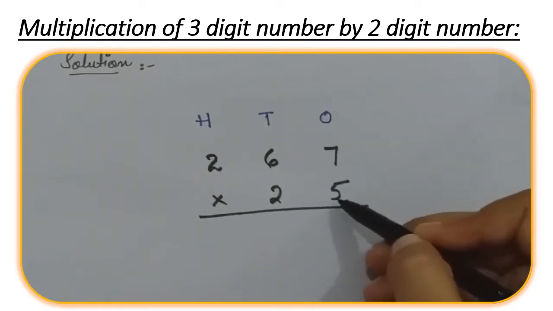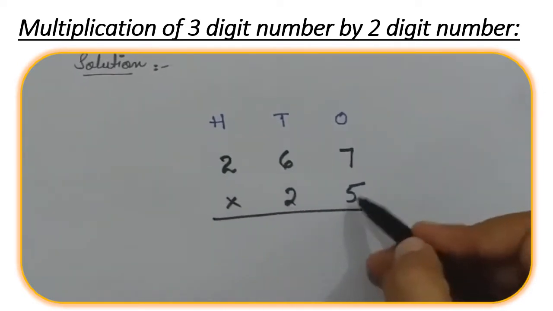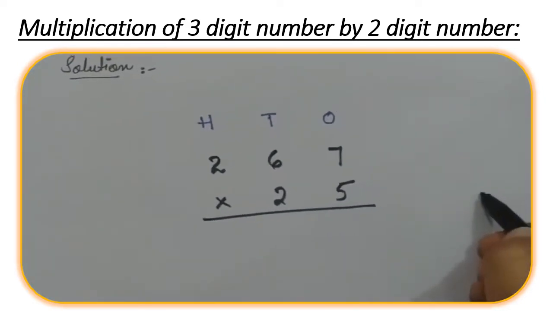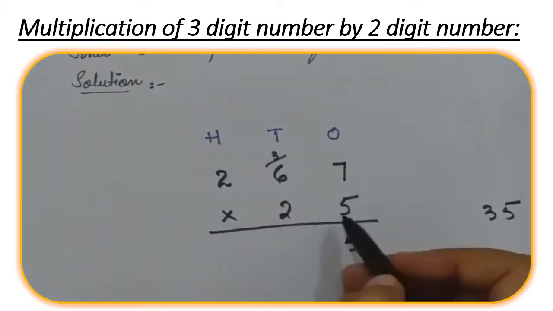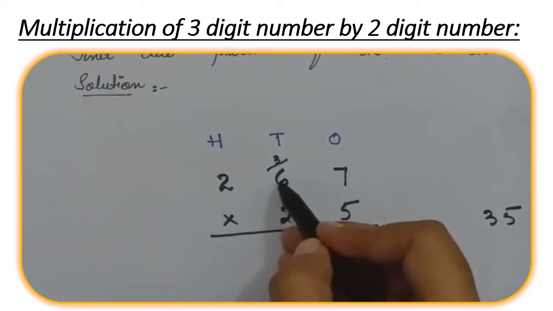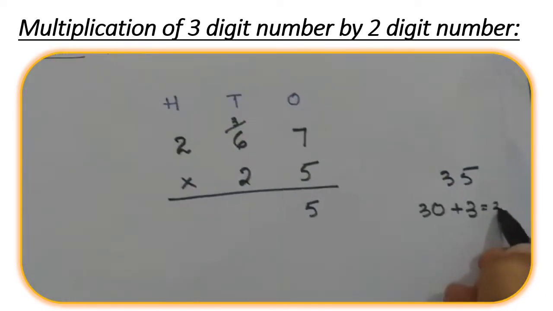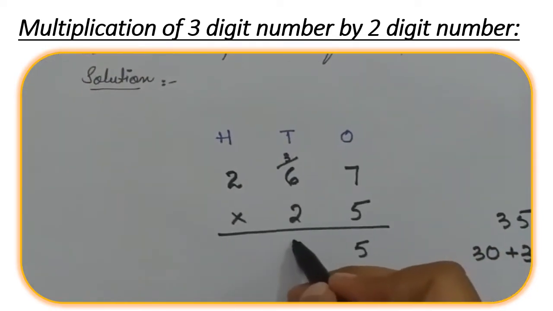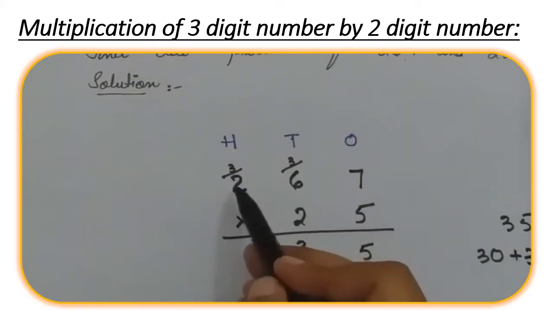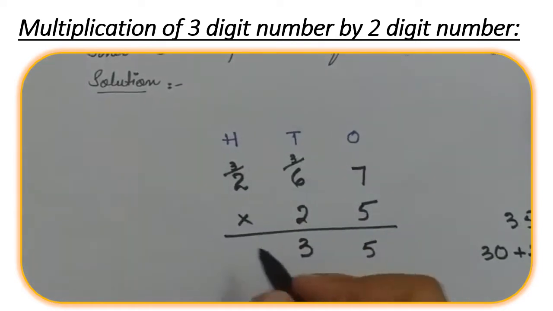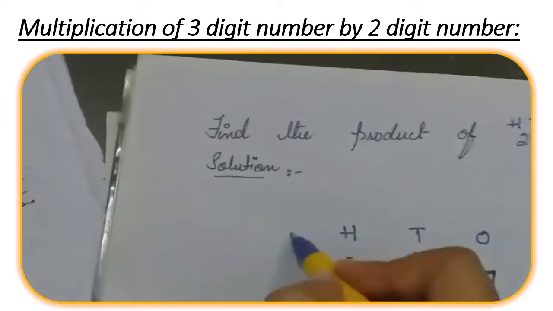So in the ones we have the digit 5, we will multiply 5 by each digit of the multiplicand. 5 7s are 35. So we will write 5 here and 3 will be the carry. Now 5 multiplied by 6 is equal to 30, and we will add 30 plus 3. 30 plus 3 is equal to 33. We will write 3 here and the other 3 will be the carry. Now 5 multiplied by 2 is equal to 10, and 10 plus 3 is 13. So 3 here and 1 will be in the thousands place.